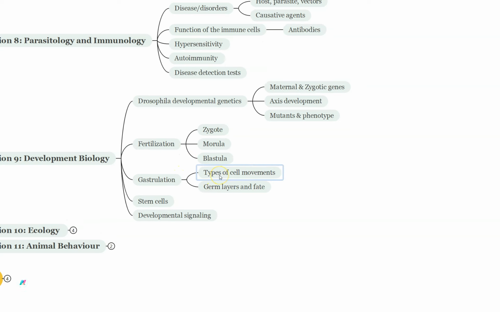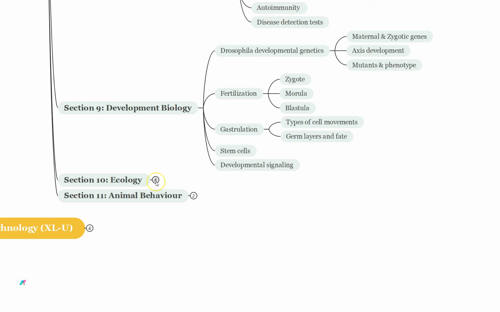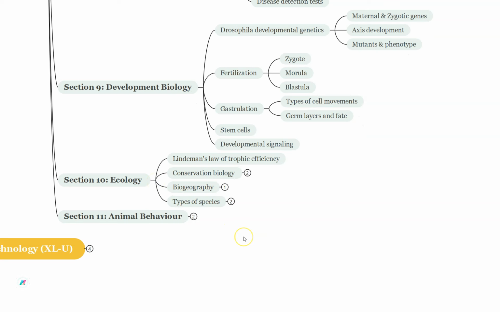In gastrulation, the different types of cell movements like invagination, involution, any important terminology which is related to these processes has to be studied properly. Also the order and sequence of these events. Then stem cells and developmental signaling, which I said is common with the signaling pathways. Section 10 is about ecology.